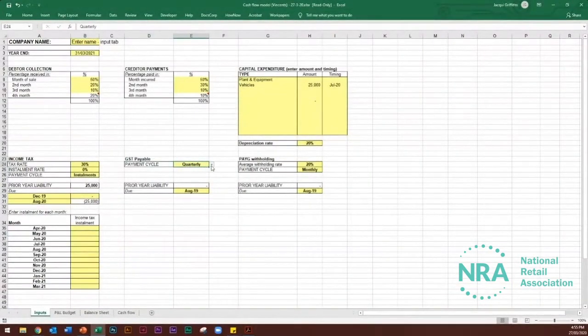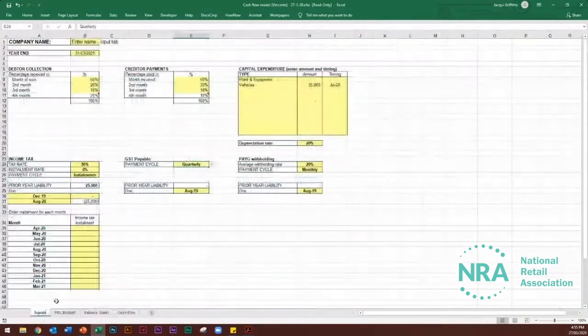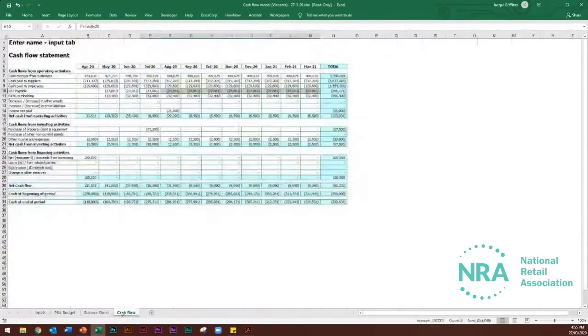For the GST payment cycle, you put in quarterly or monthly, so that just automatically flows through to your cash flow statement. So at the moment, we've got a quarterly cycle. If your business is on monthly, drop that down to monthly and it'll update in your cash flow.